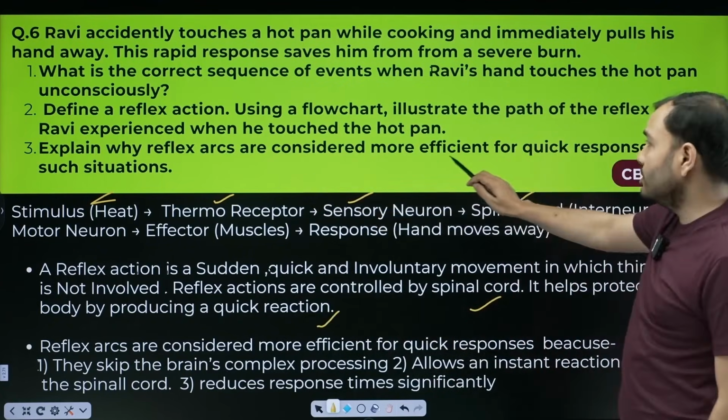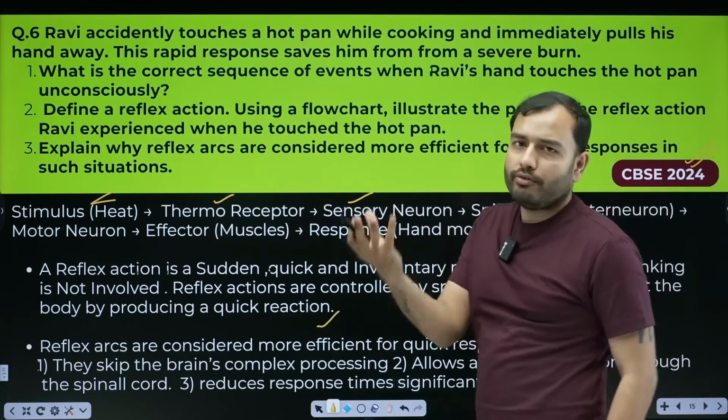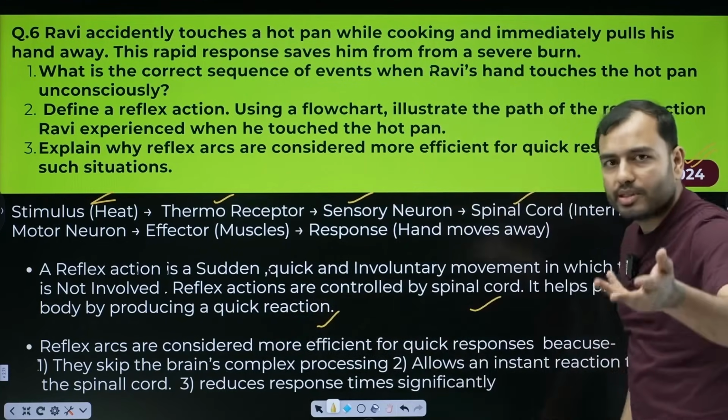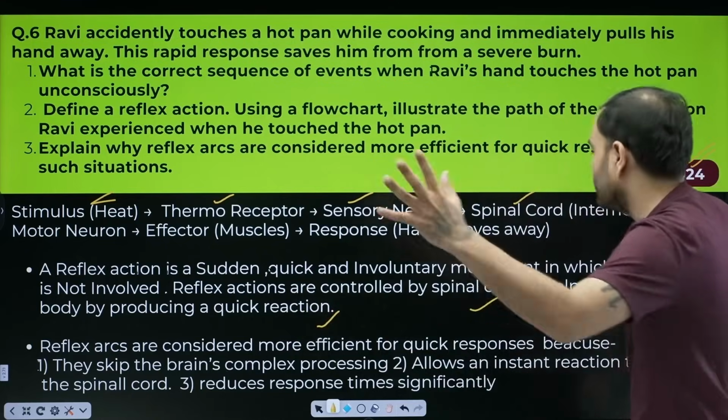Explain why the reflex arc is considered more efficient. Why is the reflex arc more efficient? Write these points: the complex processing of the brain is reduced, and the instant reaction reduces response time.